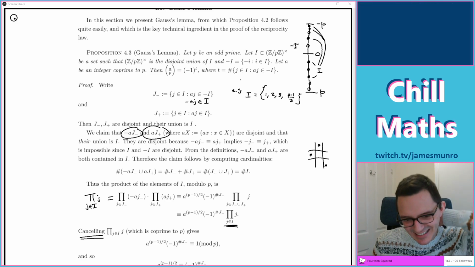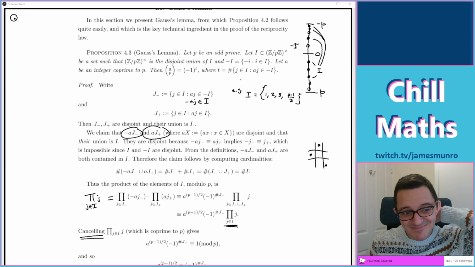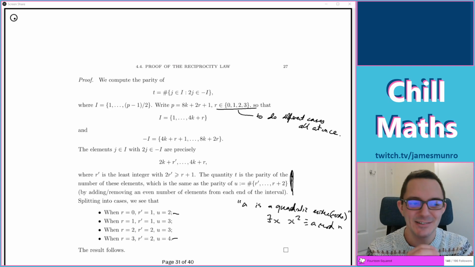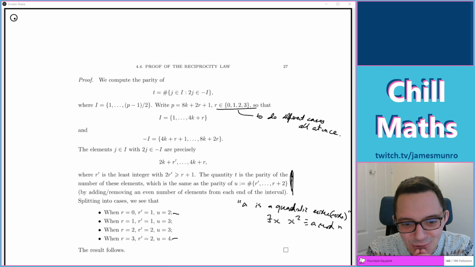And then just count stuff, because it's Gauss. So we're just going to do something nice, like just counting things. Chat's correct, this is not an easy proof to read.